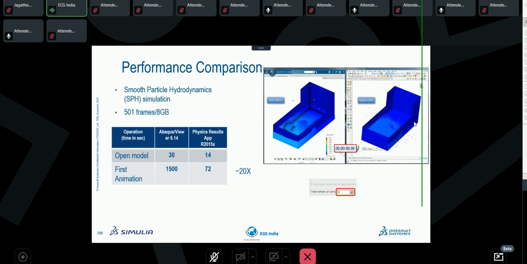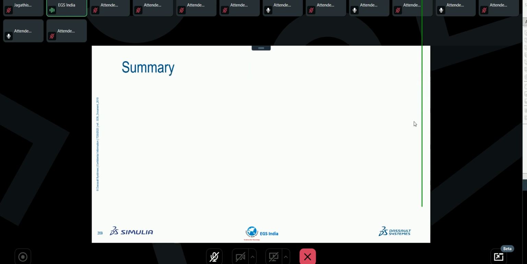And this is an SPH modeling where we will be having 501 frames per 8 GB. So here also we have 14 seconds for complete opening of our entire model. We will be placing the number of cores for the model as 8. So this is a classical example.